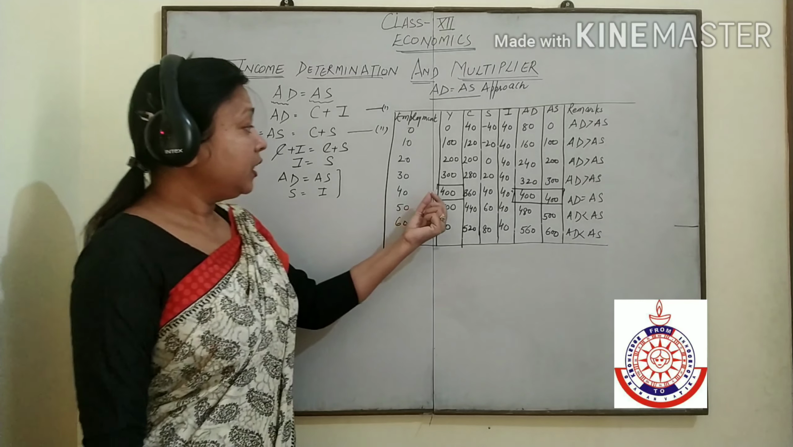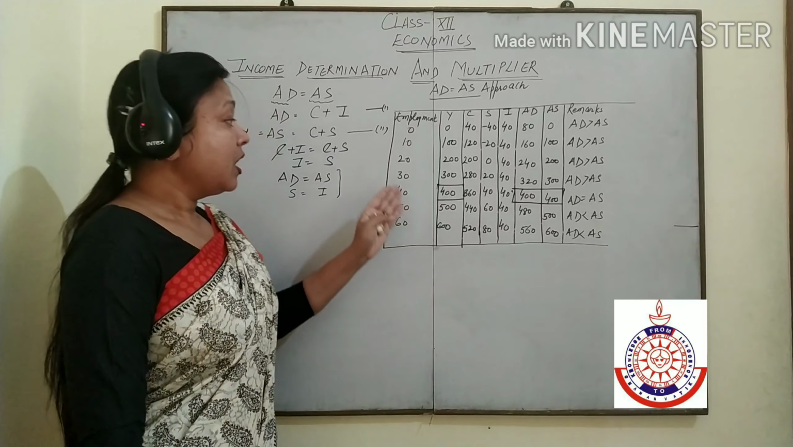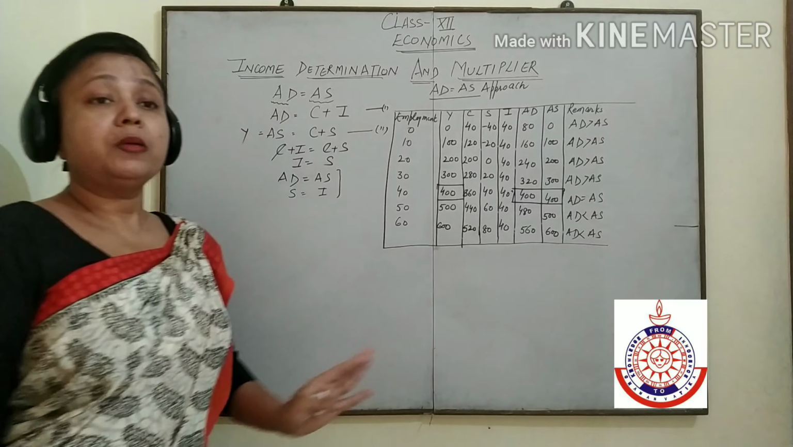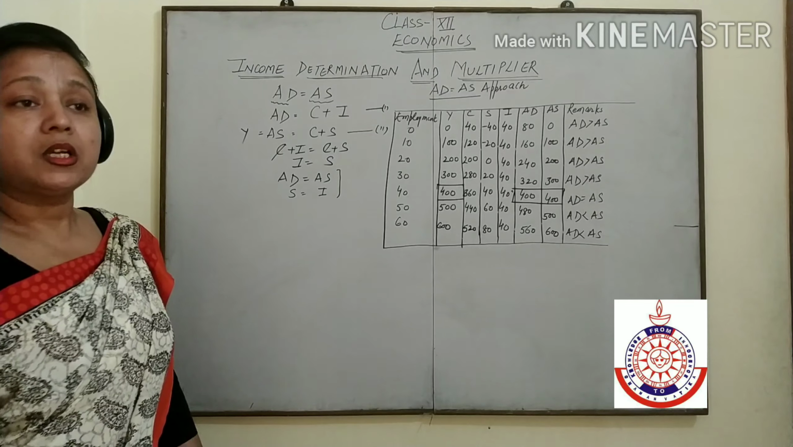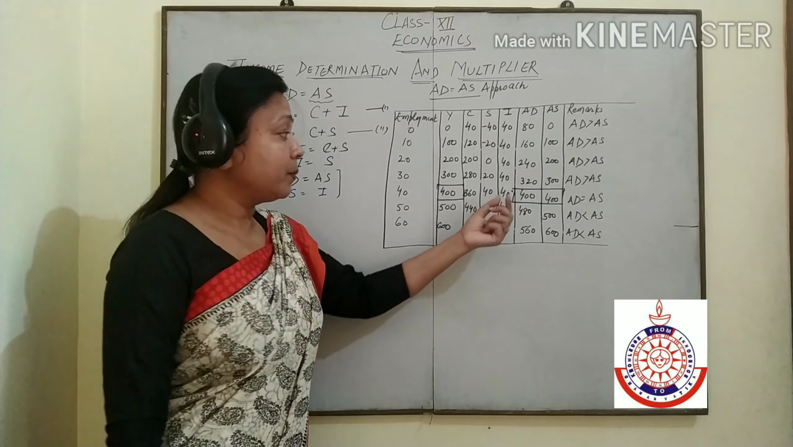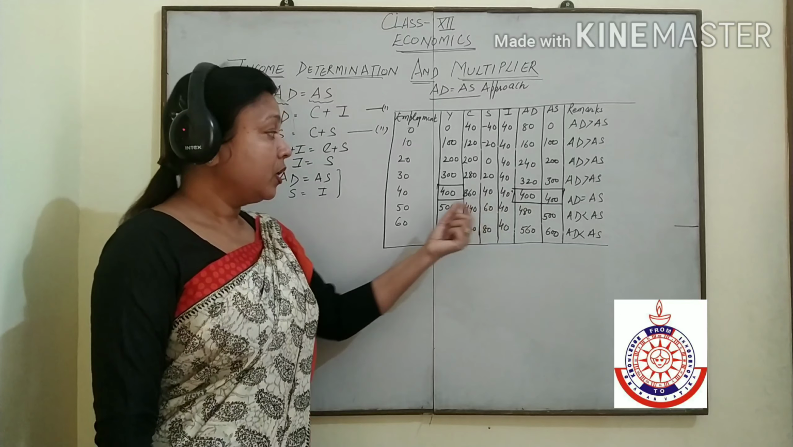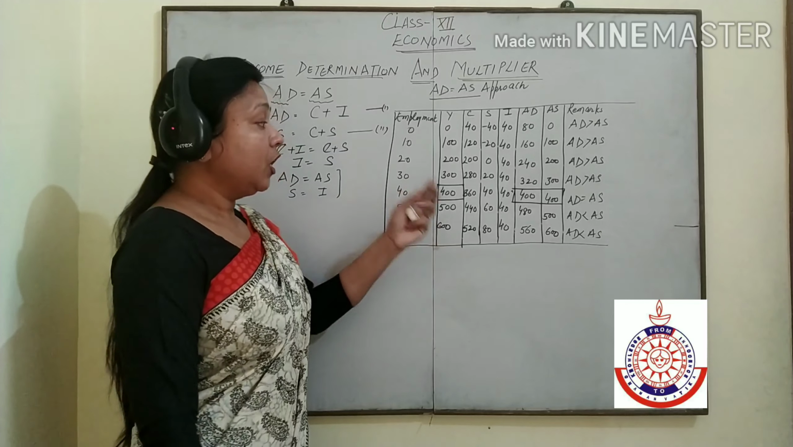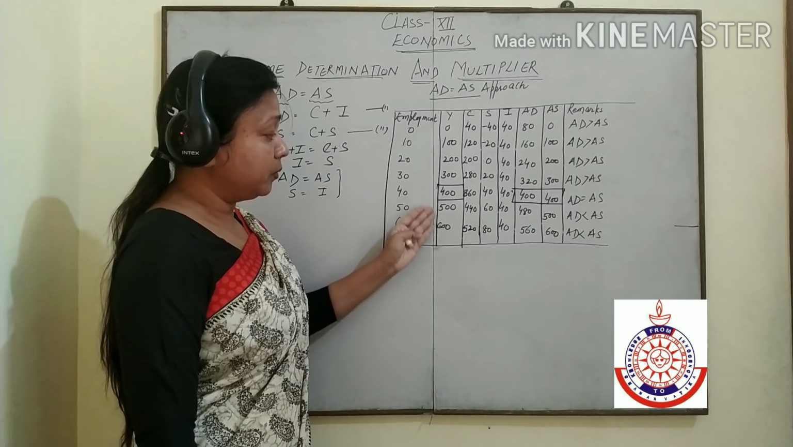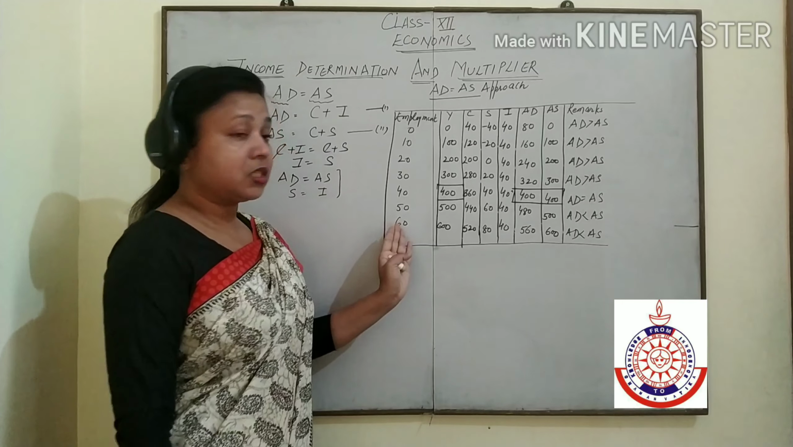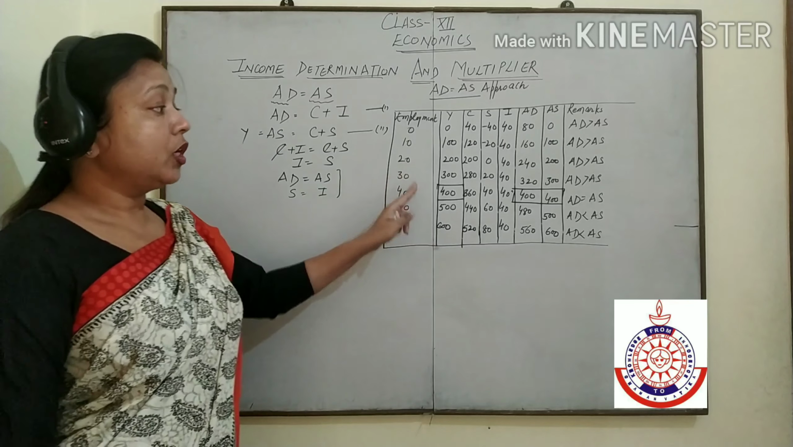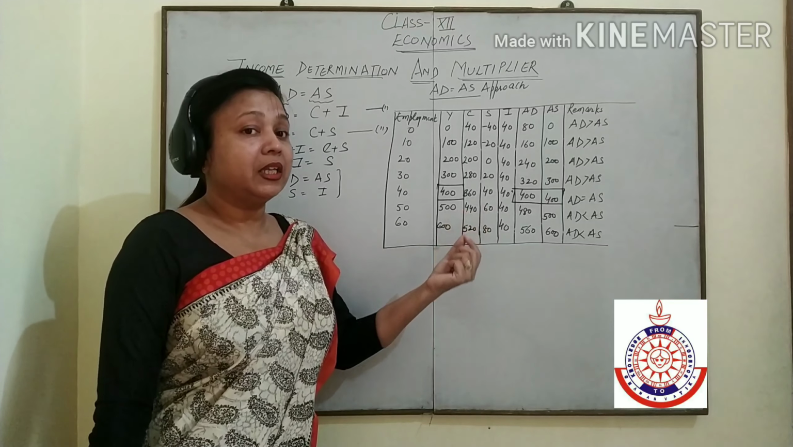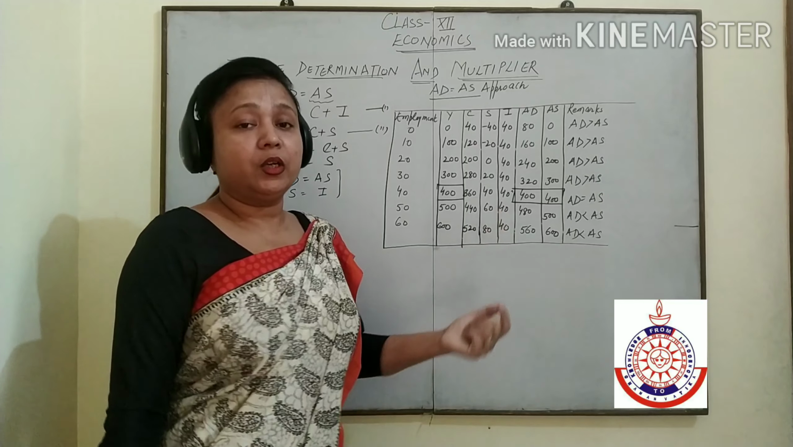Now see, it is not necessary that this is a full employment equilibrium level. Full employment means there is no excess capacity in the economy. If there is excess capacity in the economy, then employment can still be increased. So this is not called a full employment equilibrium. This is called the underemployment equilibrium.